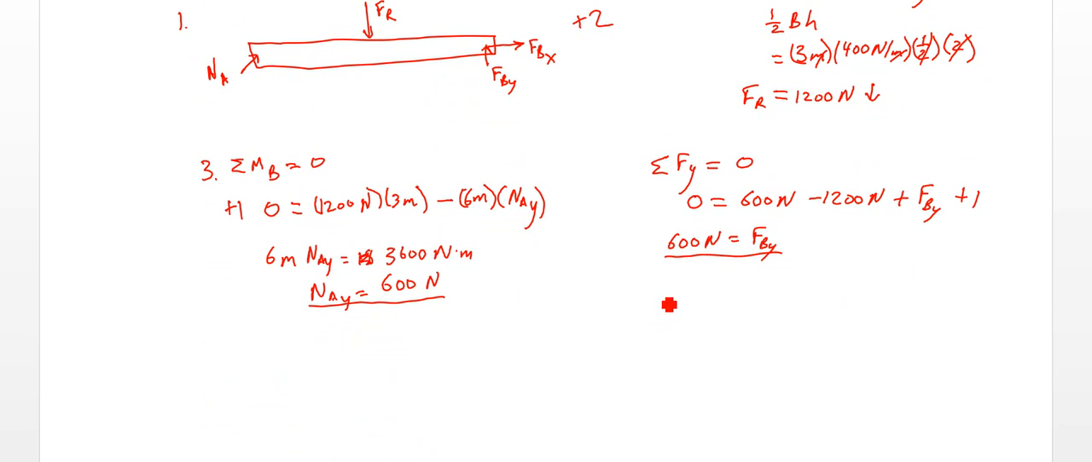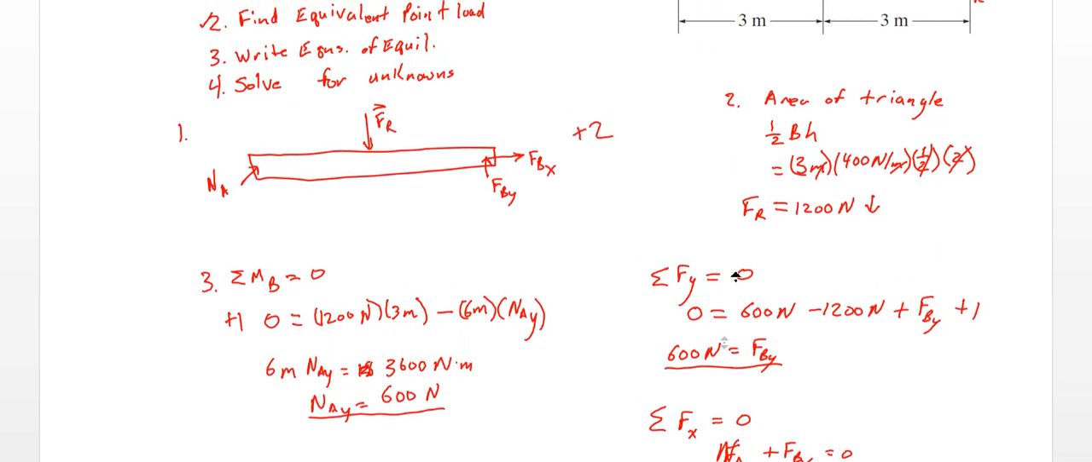And then we can do the sum of the forces in x equals 0. So what do we have in the x direction? We have FAX, so that normal, let's call it the normal part force at A in the x direction, plus FBX equals 0. We also, this is where that 3, 4, 5 triangle comes in.